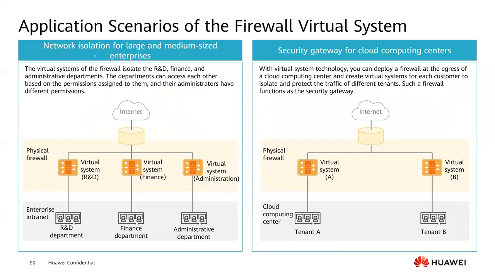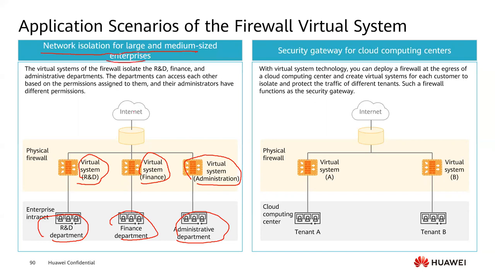And then let's look at virtual systems. You can think of it just like a VM. For the PC, you can use VMware Workstation or VirtualBox to simulate many virtual machines. For the firewall, you can do the same thing. With virtual firewalls, you can allocate them to different departments. So different departments will have different firewalls, and maybe they can use the same IP address gateway, right? So the first scenario is network isolation for large and mid-sized enterprises. It means different departments have different firewalls, and they can communicate with each other. The security policies can be handled just inside the logical firewall.